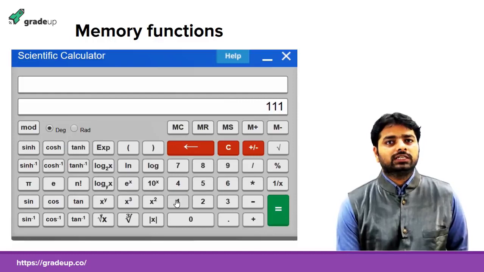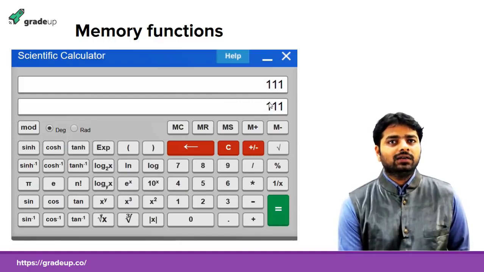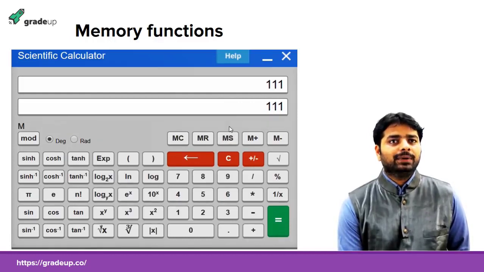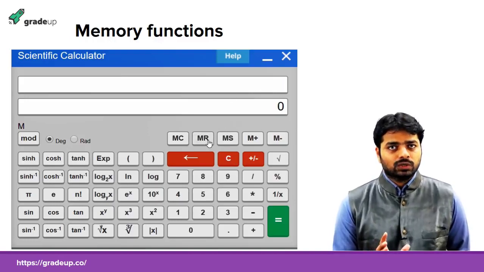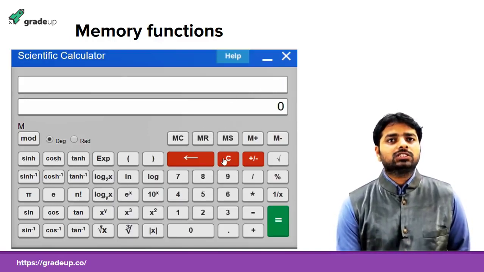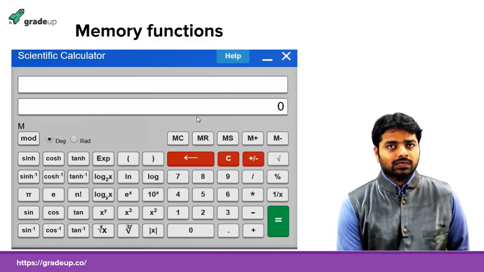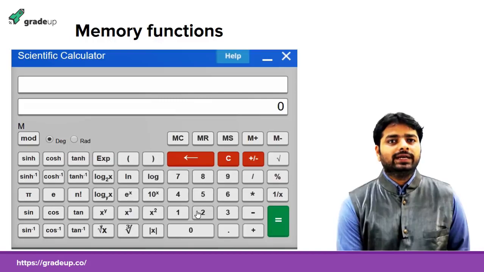Now again I am going to enter some value into memory, 111, and when I press MS, then M will be shown here. That means 111 is stored now. Now I am performing some operations on it. Now I want to add something to this 111. Then let's see how to add it.